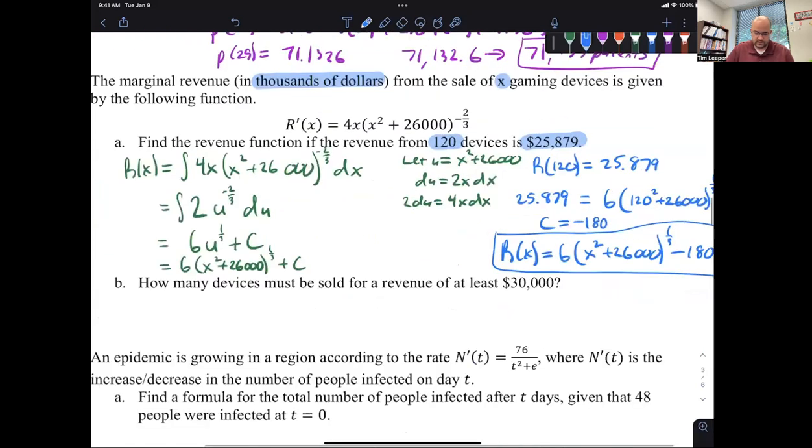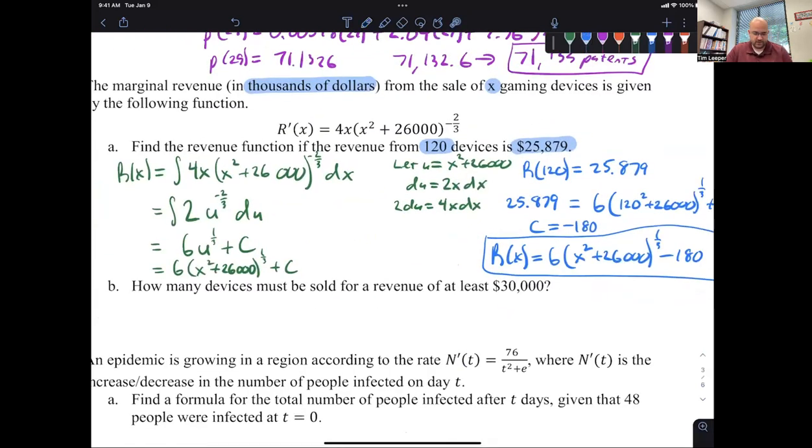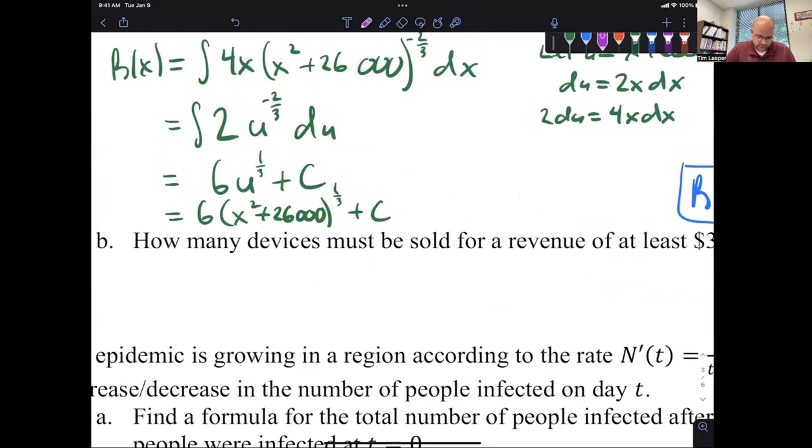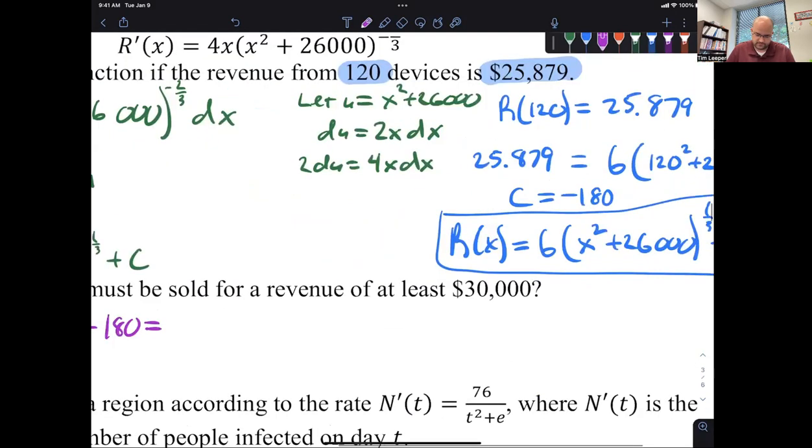Good. And now it asks, how many devices must be sold for a revenue of at least $30,000? What that's really asking is, what is x when R is equal to 30, basically? In other words, when is 6 times (x squared plus 26,000) to the 1/3 power, minus 180, equal to 30.